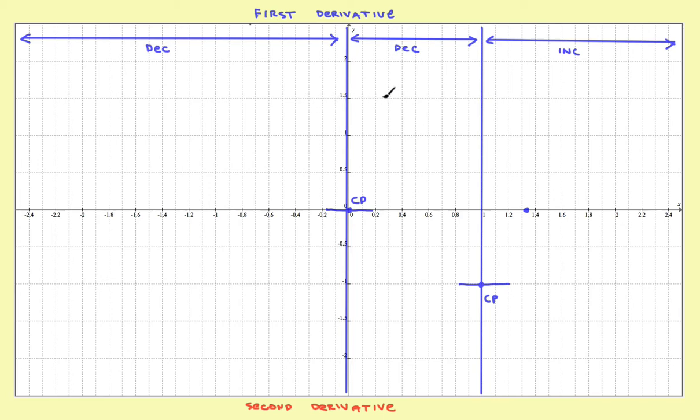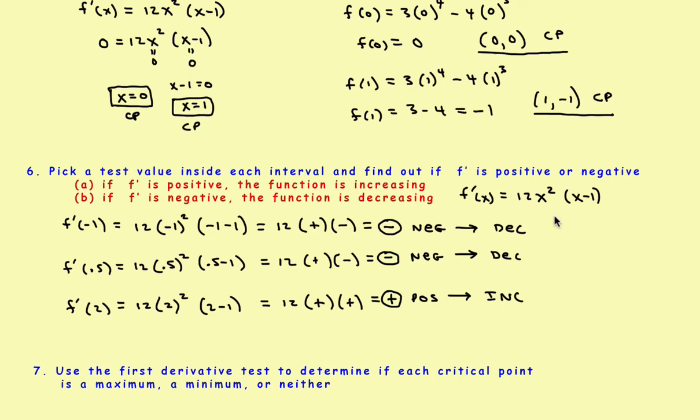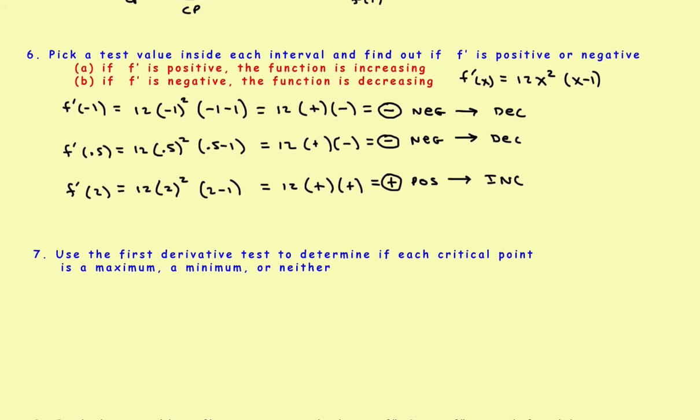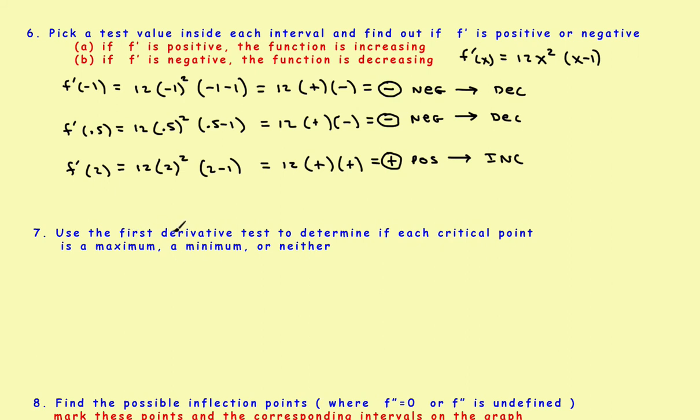Now, the next thing you'd like to know is you've got critical points, but you want to know at these critical points, do you have a maximum, a minimum, or neither? And again, let's go back to our work and see what we've got on this, see what the next step is. So the next step says this. Use the first derivative test to determine if each critical point is a maximum or minimum or neither.